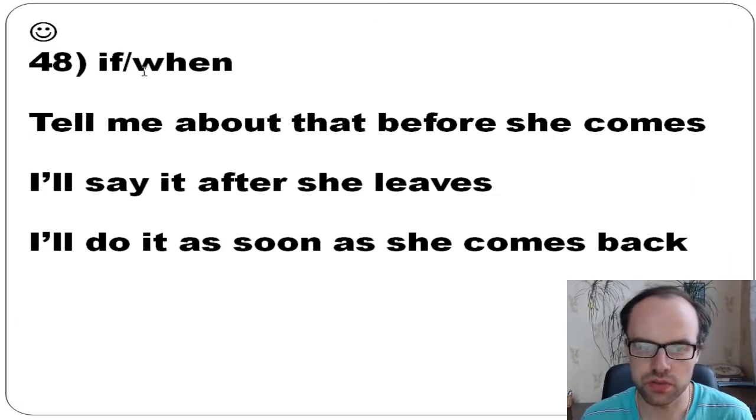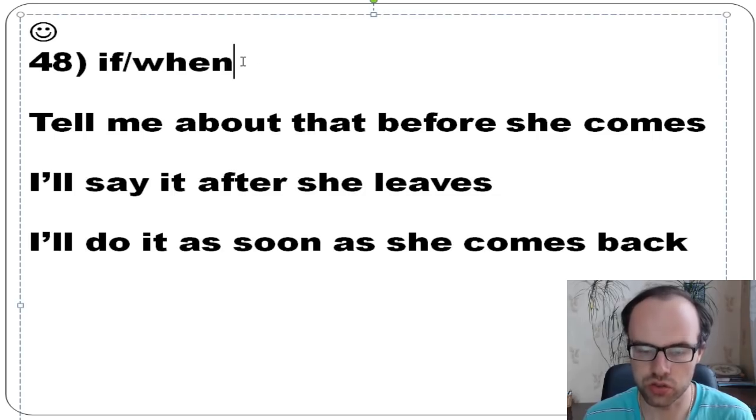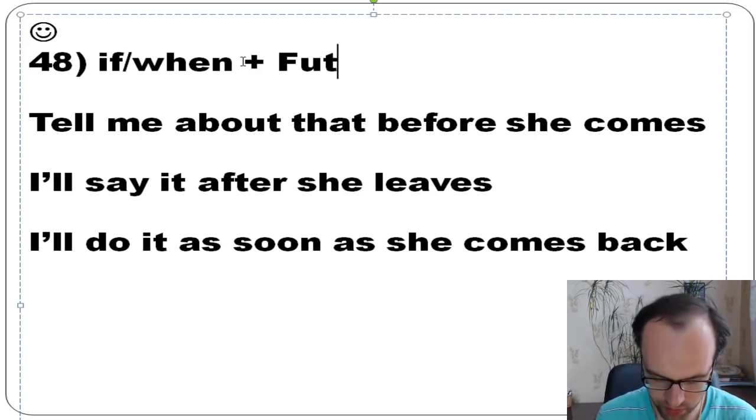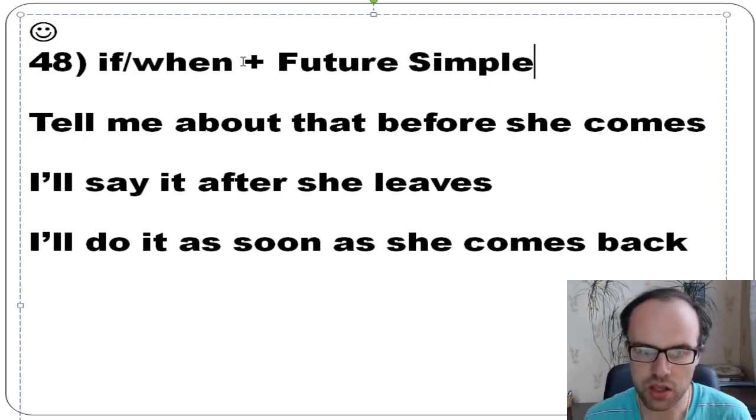Well, what about if and when? You remember that if you have if and when in a sentence and you talk about the future, you need to use present simple, okay? So I hope you remember it. But there are other words after which you also need to use this tense. So it's before.